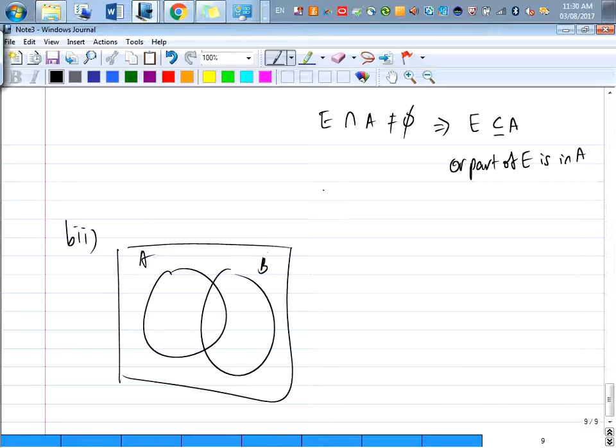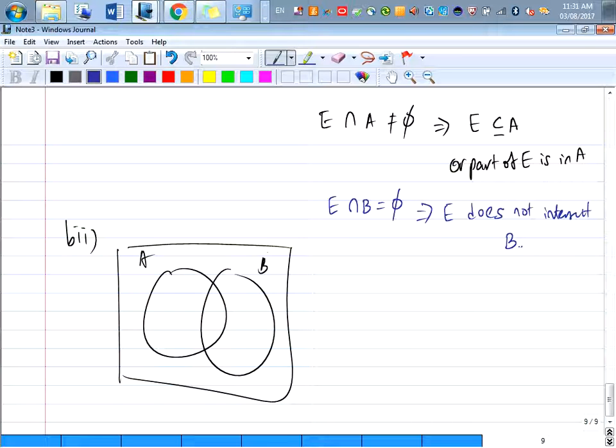Then the next statement we have is E intersect B equals the null set. What does this tell us? E intersect B gives a null set, which means this doesn't happen: E does not intersect B. That means it cannot be inside B. It cannot touch B at all.